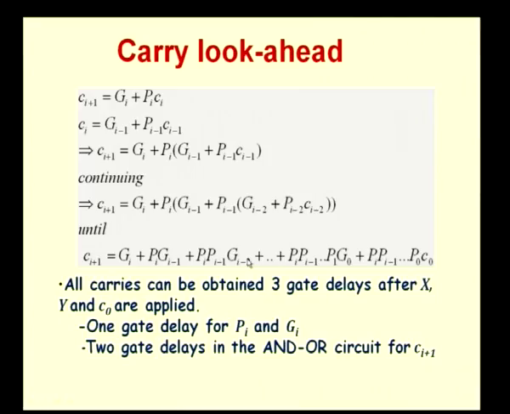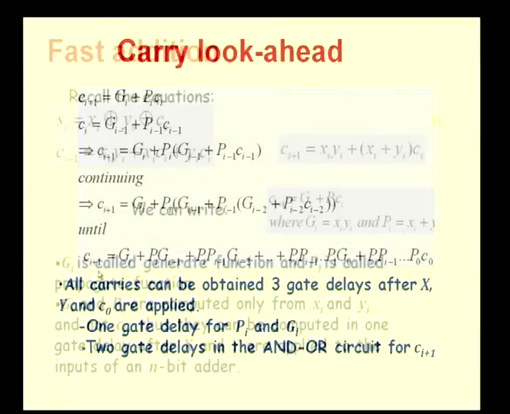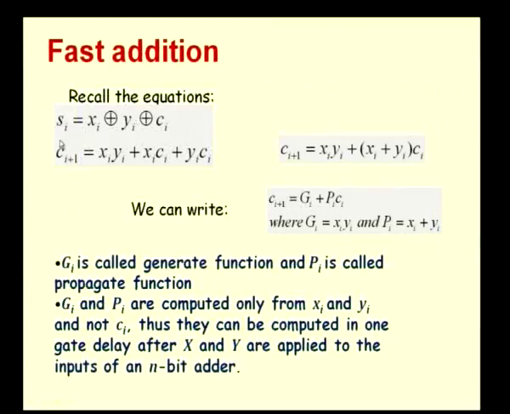So, once I have my P's and G's ready, which can come as soon as I get my X and Y, and I have my C naught, I can directly generate all the C's that we are talking about. And once I have all the Ci's generated, then we know that the complete sum can be obtained as Xi exclusive OR with Yi exclusive OR with Ci.